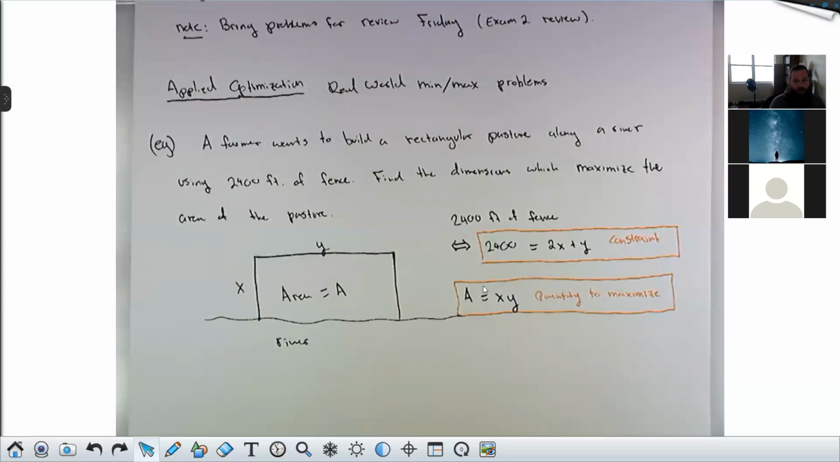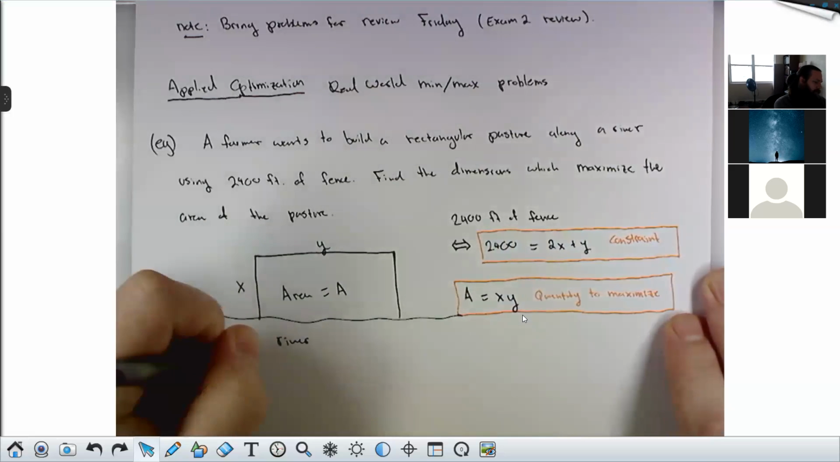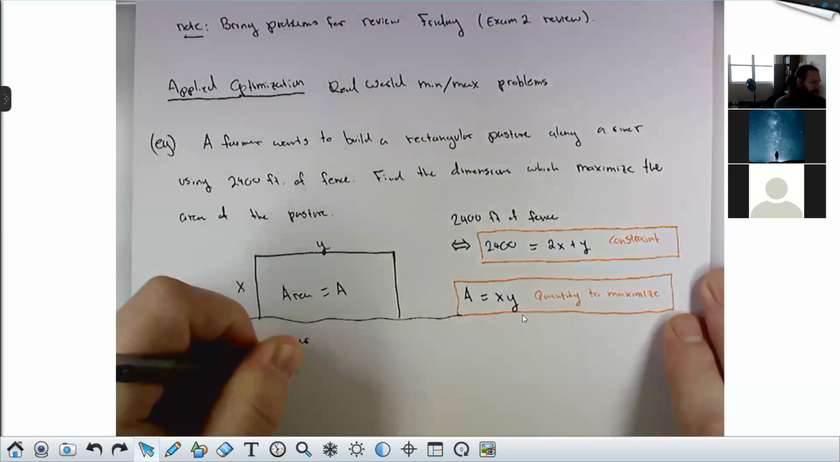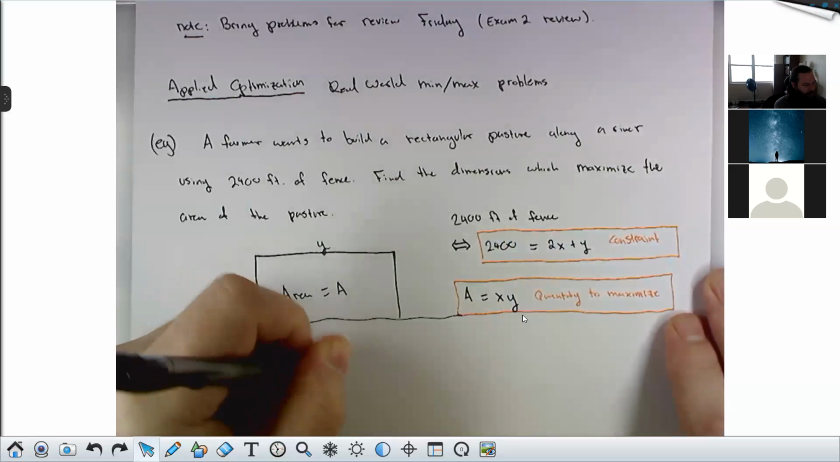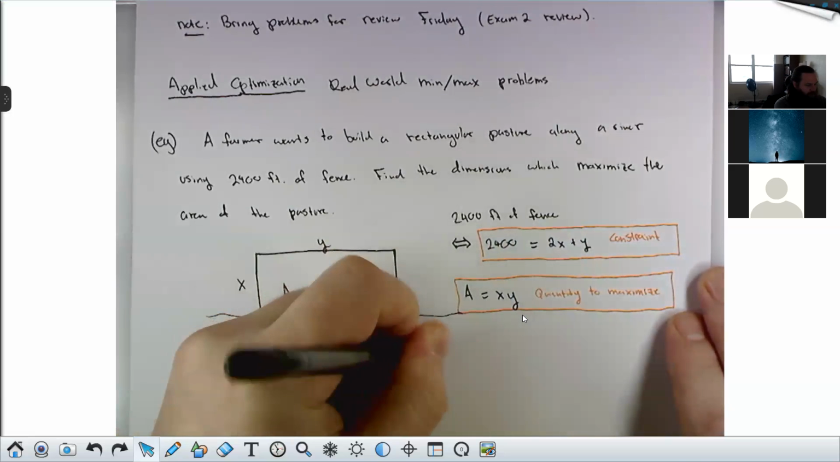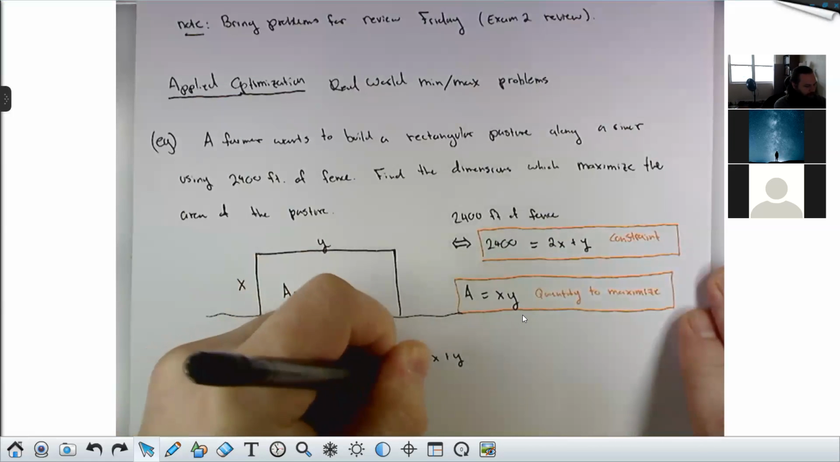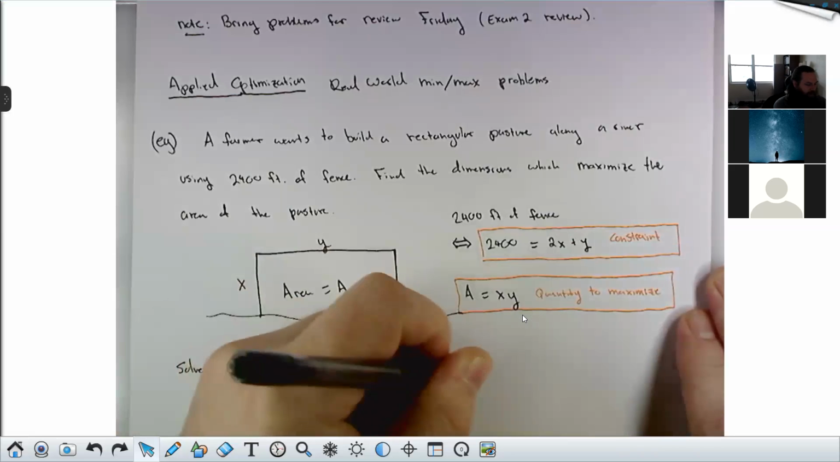So to do that, I need to rewrite A as a function of a single variable. To that end, I'm going to solve my constraint for one variable, say Y, and then substitute that in here. So we begin by solving the constraint for one of the variables. Here I'll say for Y. 2,400 equals 2X plus Y is equivalent to saying 2,400 minus 2X is equal to Y.